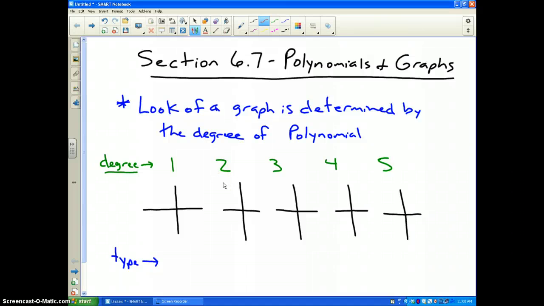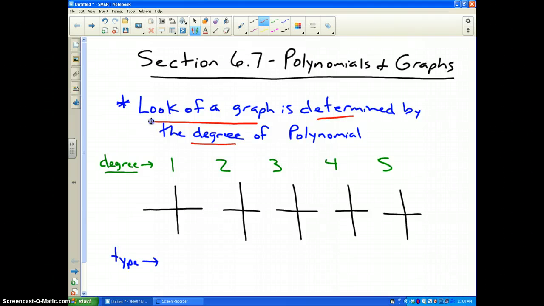All right, section 6.7 gets into taking a look at the equations of a polynomial and graphing them and identifying certain features of the graphs. Now, to begin with, the look of a graph is determined by the degree of the polynomial.